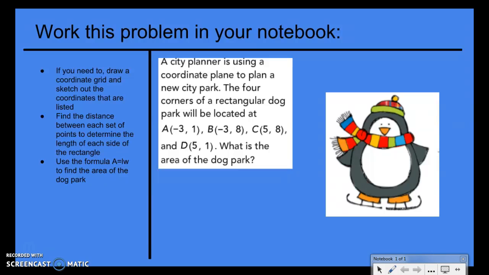Alright, after you plot your points and when you figure out what the area is, go ahead and push play and see if you got the answer correct. Okay? So go ahead and pause and finish working out your problem.